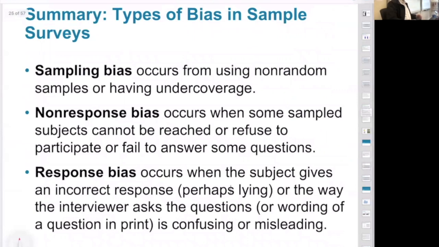Of course, you have the summary for sample surveys. You have here the sampling bias, as I said to you. That means it's not random. Non-response bias. What does that mean? That means you already sent the survey, but some people didn't reply. So we call it non-response bias. Response bias. You already sent the survey, but the people are lying when they answer the questions. So in this case, you have a response bias, as you can see. So these are the three biases in sampling surveys.